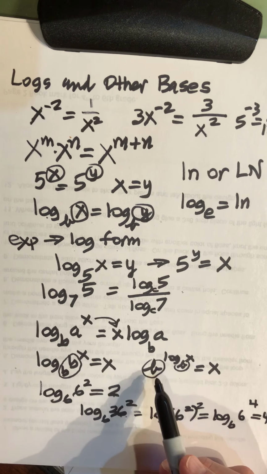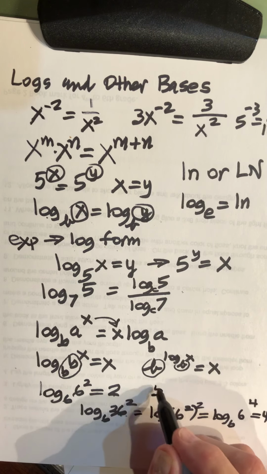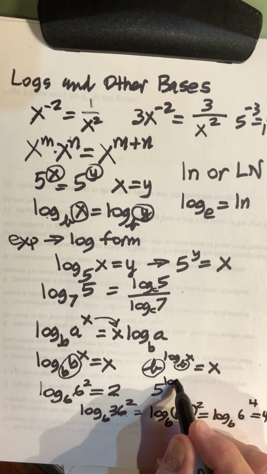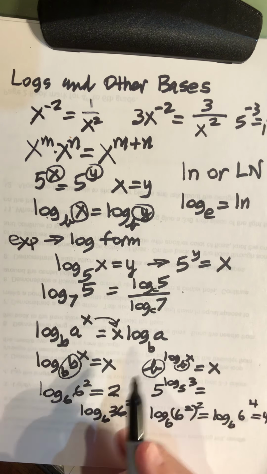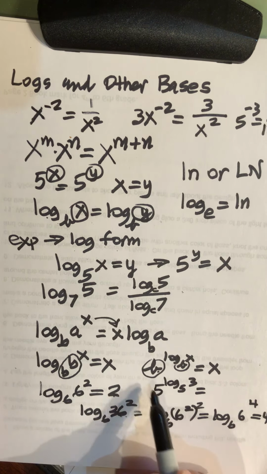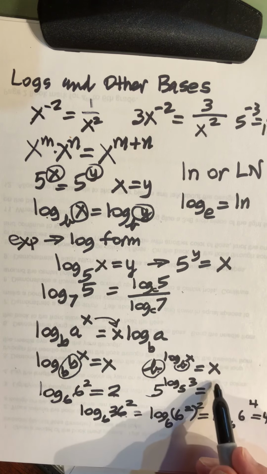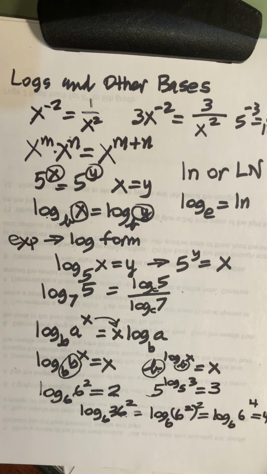Okay, what about this one over here? What if I had 5 to the log base 5 of 3? What does that equal? Well, what does it say? If these two numbers are the same, that equals 3. Oh, that's nice. Very good.